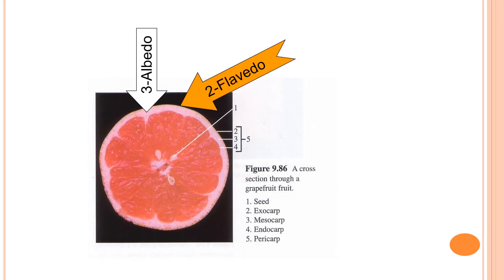This is where it is. This is our skin, the flavido. So this is the skin of the citrus plant. This is the skin, which is basically the exocarp, whereas this white thing all around is albedo. It's a mesocarp, but it's also called albedo. So you can see that the mesocarp, number 3, is the albedo, and the exocarp is the flavido.